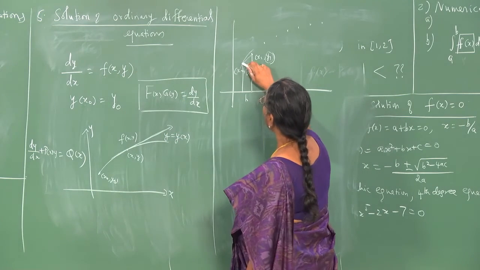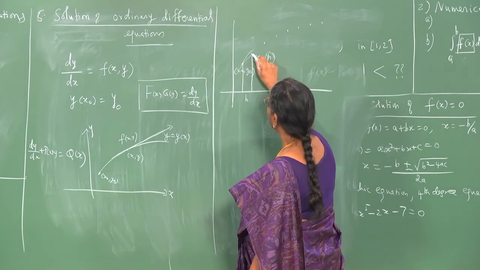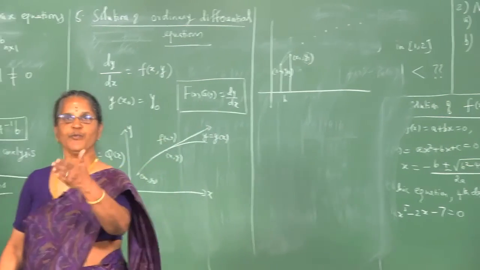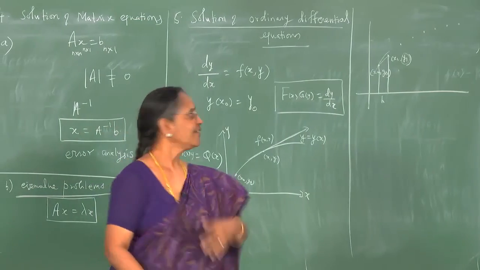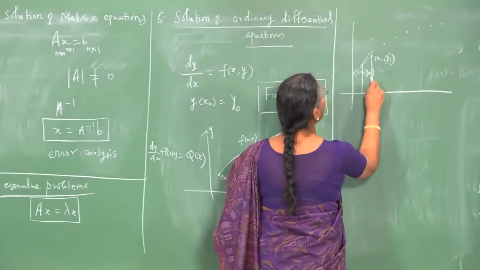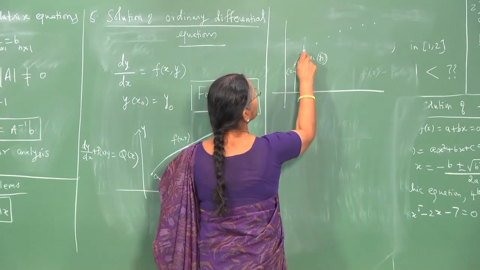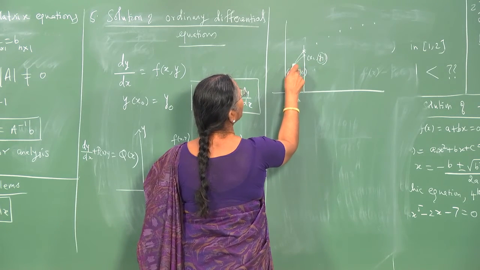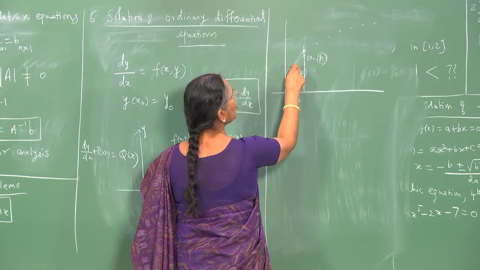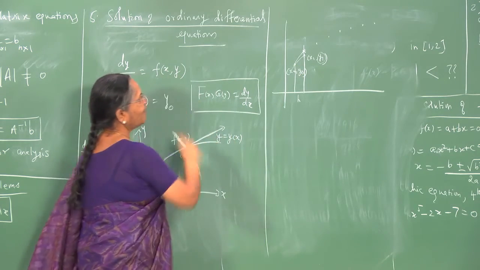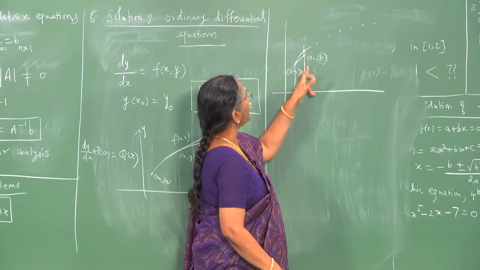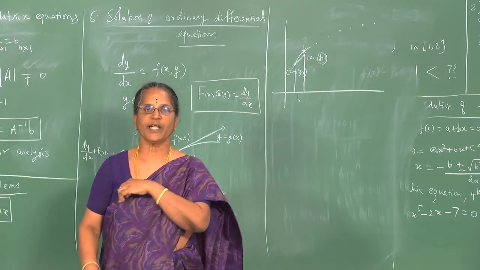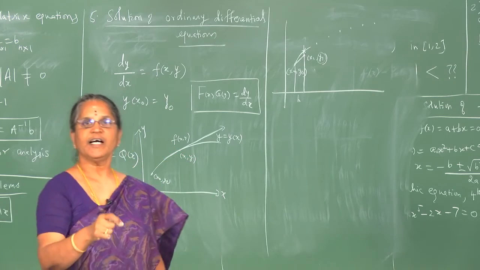So we can approximate the value of y1, for example, by saying that this y1 is determined in such a way that it is the ordinate at the point x1 such that it intersects the straight line passing through the point x naught comma y naught and having slope given by f of x naught comma y naught. And if I drop the ordinate at x1, the point where it intersects is going to give me the y1. So I have the information about y1.